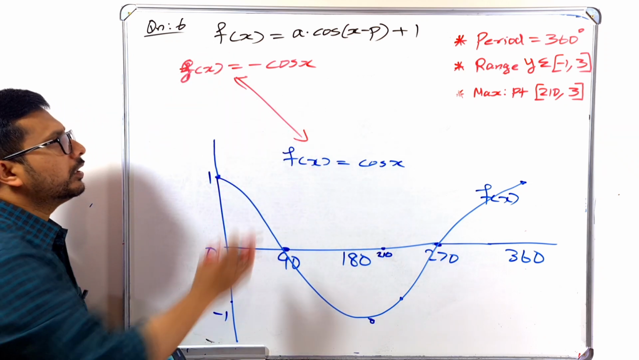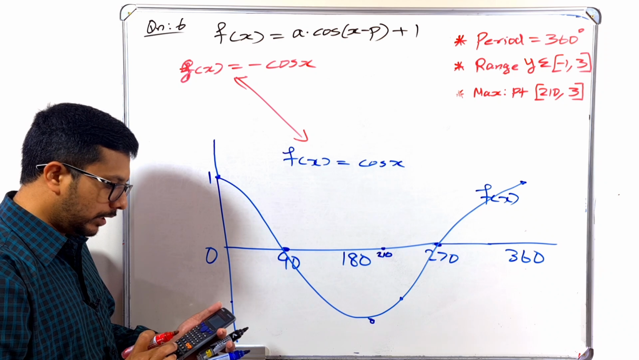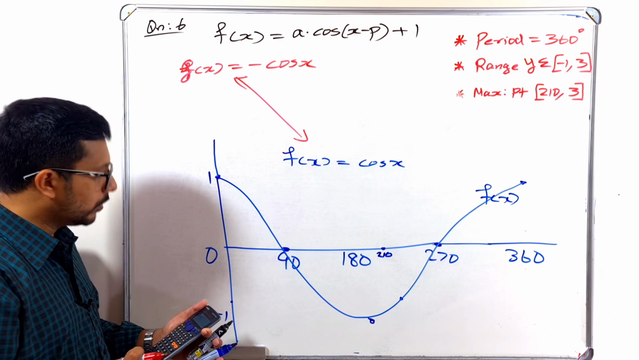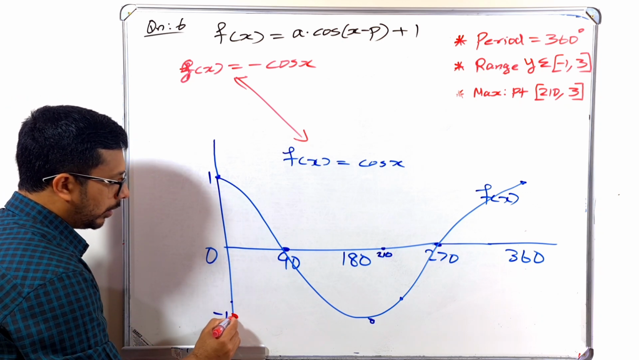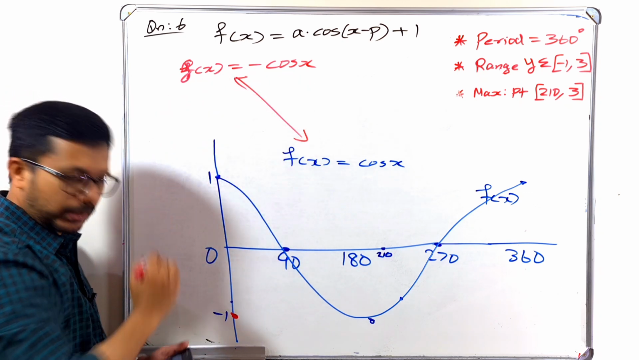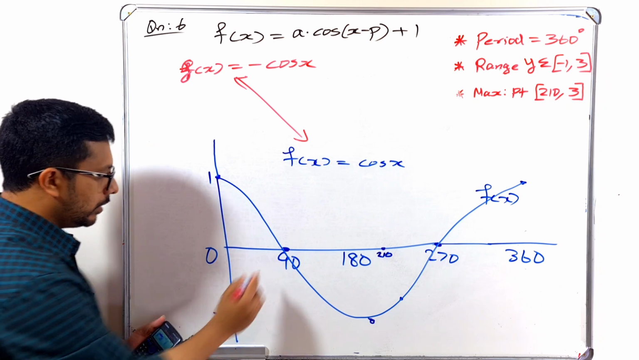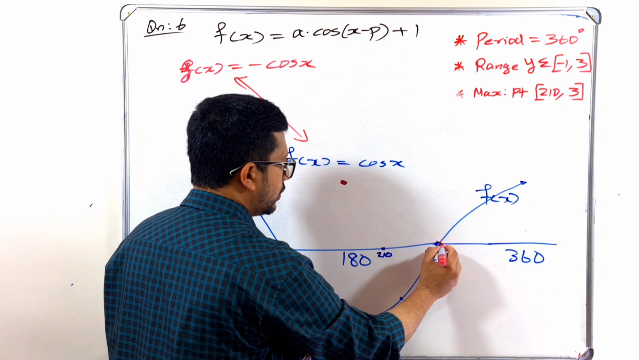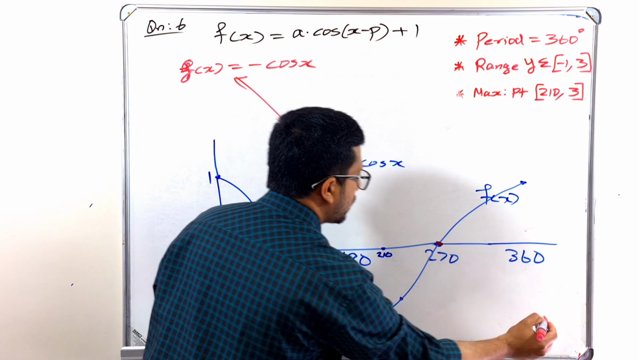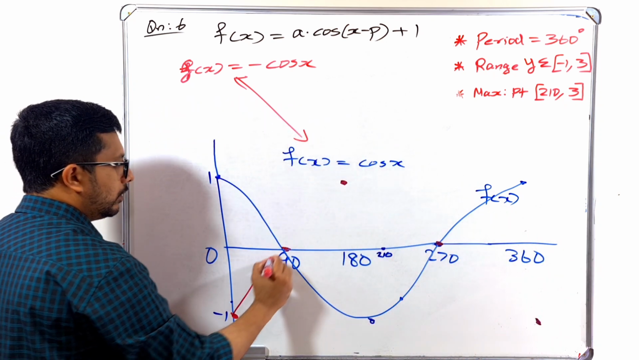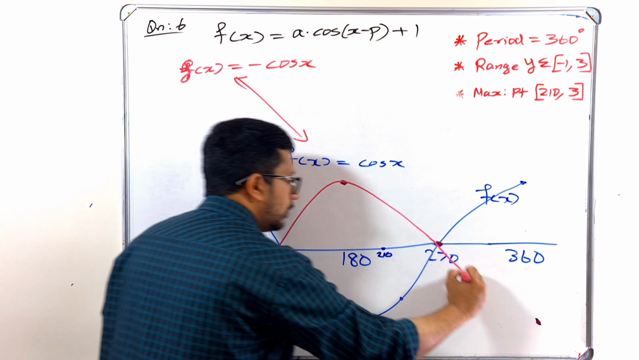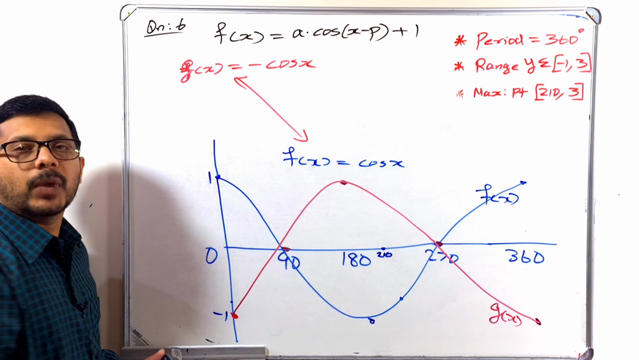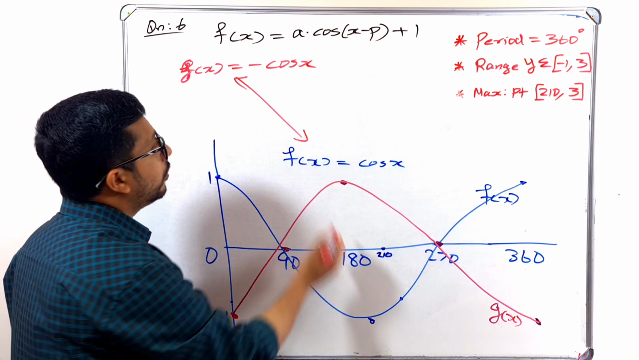So just try to find the answer of this one in your calculator. Minus cos x. So it is 0, -1. I'm trying to draw this graph g of x. Okay, -1, 90, 0, 180, 1, 270, 0, 360, -1. So this is the graph of g of x, that is minus cos x.